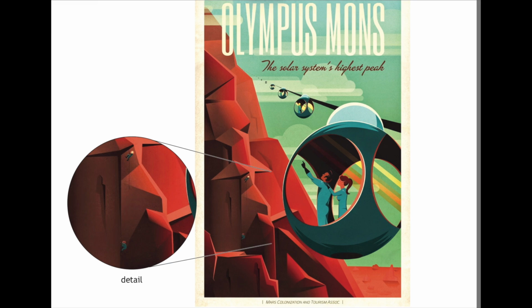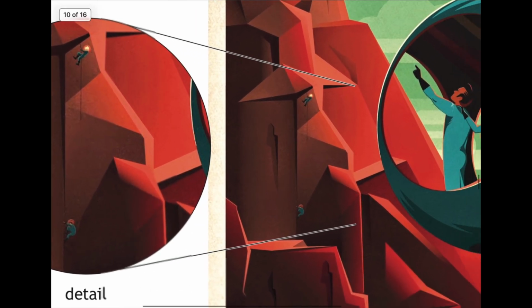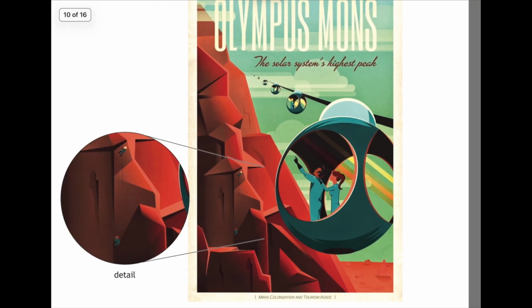The sense of scale is also created by these 2 tiny figures that we see in this detailed area. They are much, much smaller than the people in the capsule in the foreground. So this just kind of shows the sheer scale of the mountain that these people are travelling towards and that the tiny people are climbing.